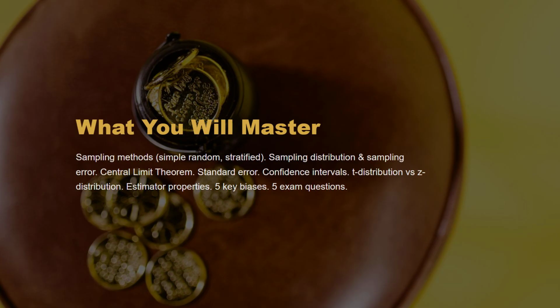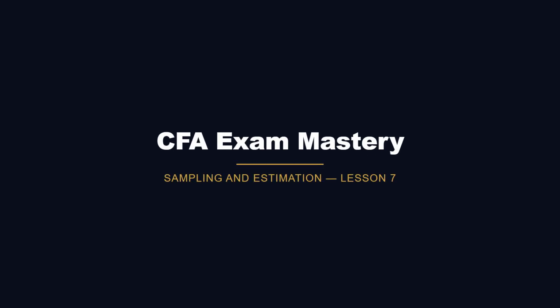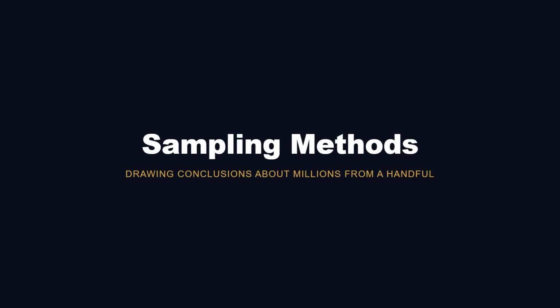5 exam questions with full wrong answer analysis. Sampling and estimation. Lesson 7 of CFA Level 1, Quantitative Methods. Part 1. Sampling Methods. How to draw conclusions about millions from just a handful.